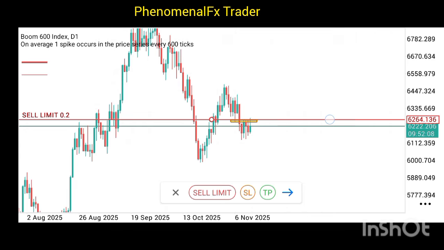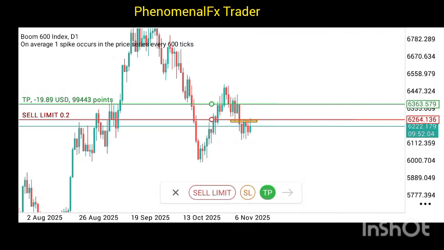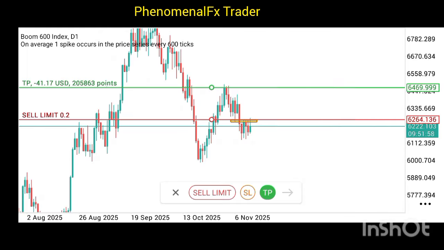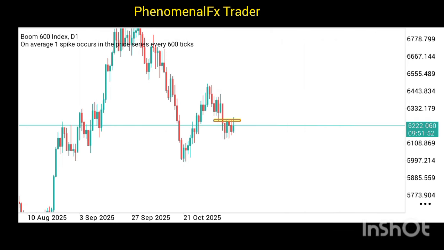The minimum lot size is 0.2. Then if you can just try to hold up to this level, this is about $19 profit. Okay, then if you can hold up to this level, this is about $41 with the minimum lot size. Okay, so that is all for this particular video. I just hope you've learned one or two things.